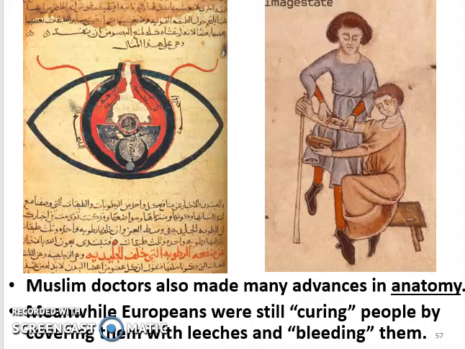Meanwhile, Europeans were still curing people by covering them with leeches and bleeding them. That was a very common practice in Europe during the Middle Ages, based on the belief that blood was infected or impure, and so using leeches to suck out the blood would be a very common treatment for many different diseases. It almost never worked.